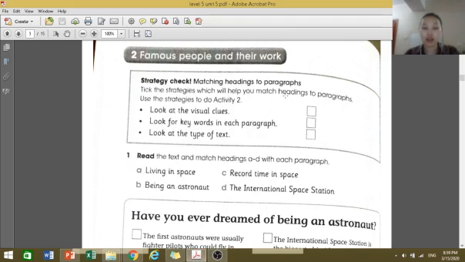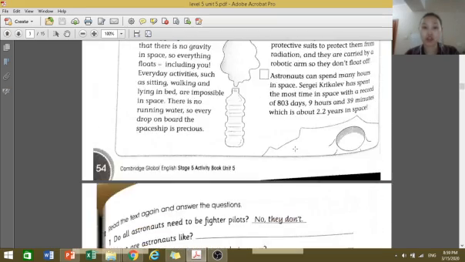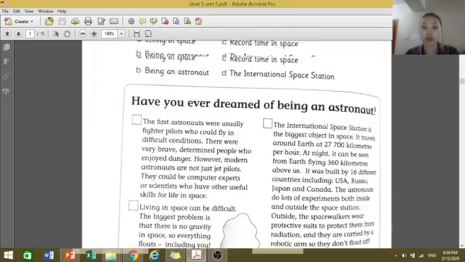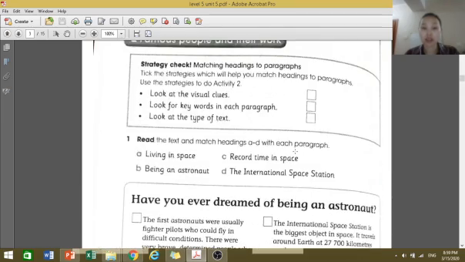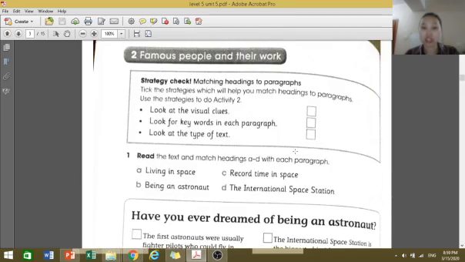So again, we are going to work on our activity book for this lesson. It's page number 54 and 55. For the first task, we are going to do some reading tasks. Especially, we are learning about the strategy for how to match the headings to paragraphs.